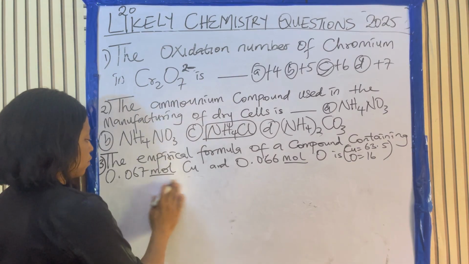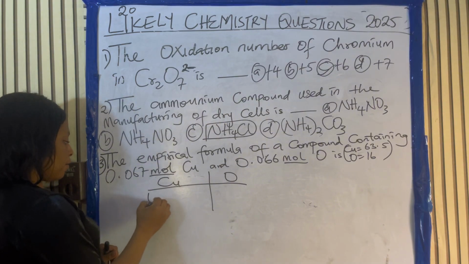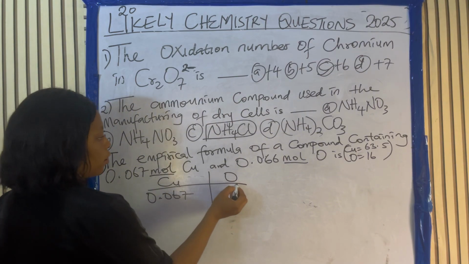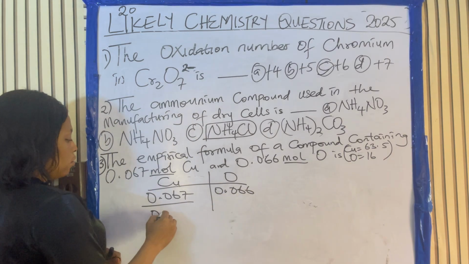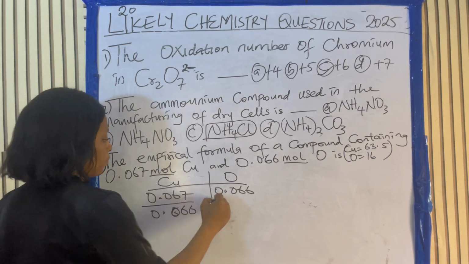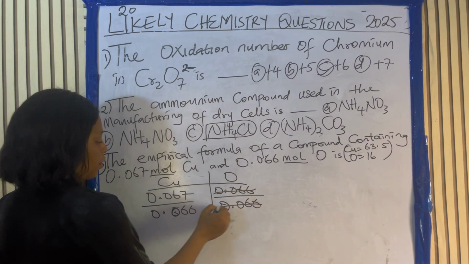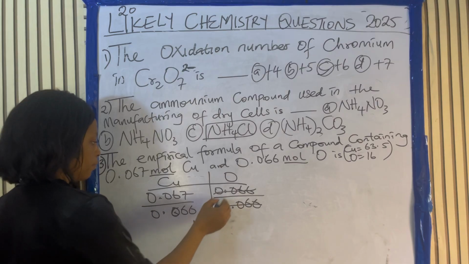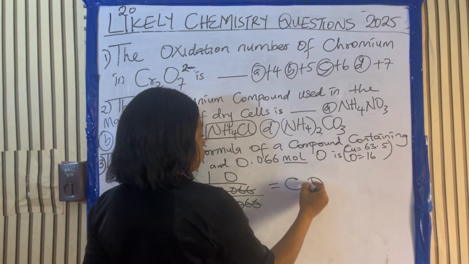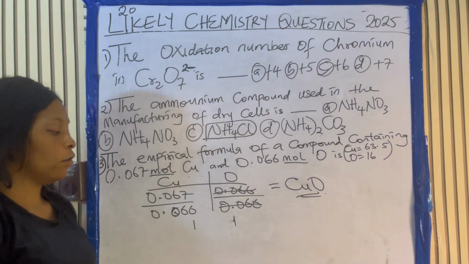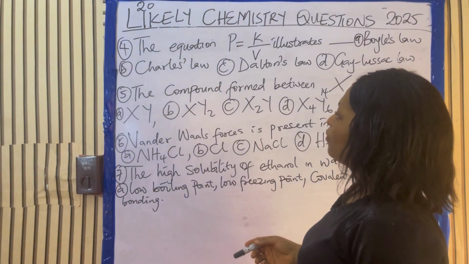Okay, so this is copper and this is oxygen. Copper is 0.067, oxygen is 0.066. So which one is the smallest ratio? 0.066. So this divided by this will give you 1, and this is 1. So what will be the answer to the question? Copper 2 oxide. So the answer to the question is copper 2 oxide. Isn't that simple? Okay, so let's look at number 4 question.